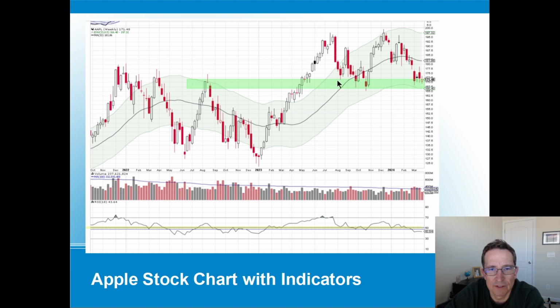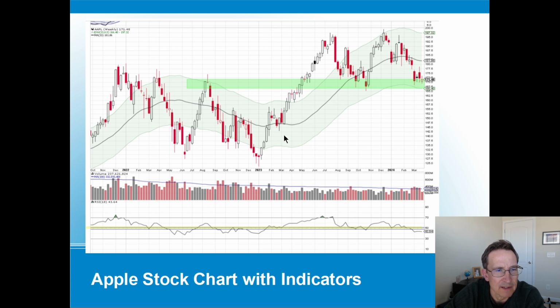Then if you look, you see this green shaded bar here. It's a little bit darker green than the other green. Well, that I've put in as a support zone. And so what happens is when price comes down into that support zone from above, it often finds support and gets pushed back up, as it did in this case.